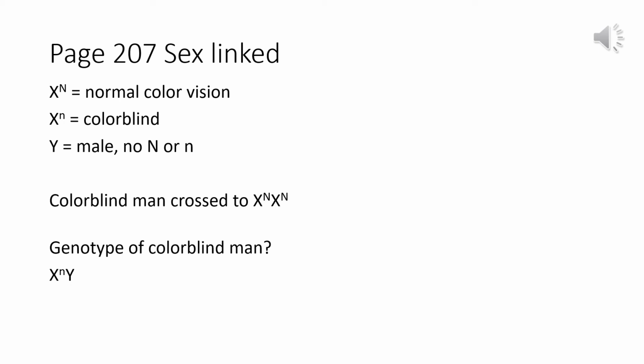Suppose a colorblind man has children with a woman whose genotype is X with a big N and X with a big N. We need to figure out the genotype of the colorblind man. Because he is male, he is going to need an X and a Y chromosome. Because he's colorblind, his X chromosome gets a little n. So his genotype would be X with a little n and Y. We know he's going to be crossed to an X with a big N, X with a big N woman. We just needed to know the genotype of the colorblind male.